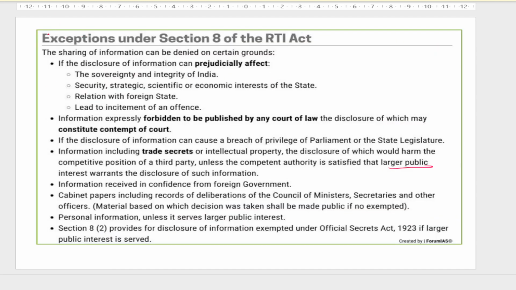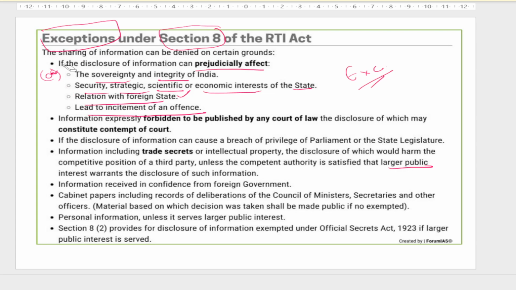Now we come to a very important section, that is section 8 of the RTI Act. Section 8 covers the exceptions that are provided from disclosure of information under the RTI Act. So what are the exceptions? The exceptions are under subclause A. Information which can prejudicially affect the sovereignty and integrity of the country, the security and strategic, scientific or economic interests of the state, the relations with foreign states, and which may lead to incitement of an offence, is forbidden from disclosure under subclause A of section 8.